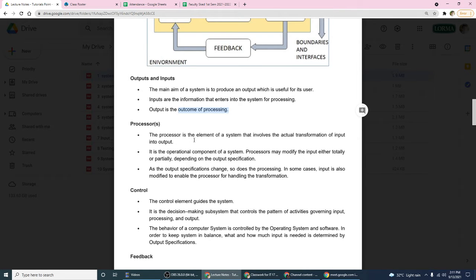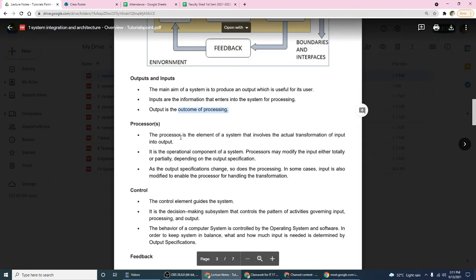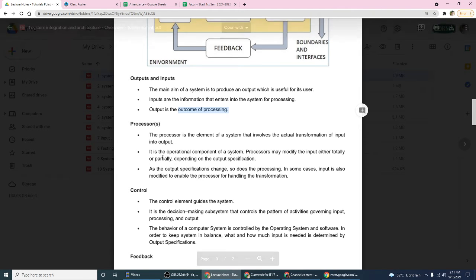Processors. The processor is the element of a system that involves the actual transformation of input into output. This is the operational component of a system. Processors may modify the input either total or partial depending on the output specification. As the output specification changes, so does the processing. In some cases, input is also modified to enable the processor to handle the transformation.